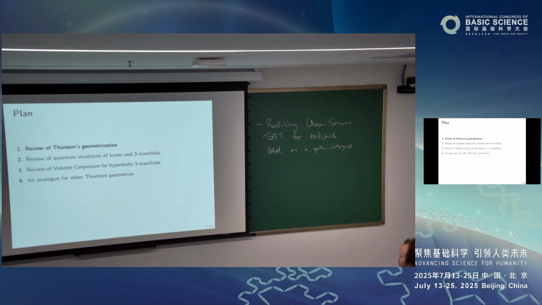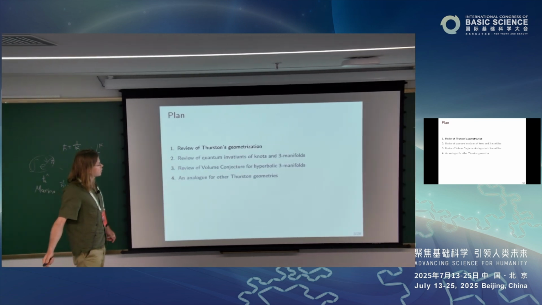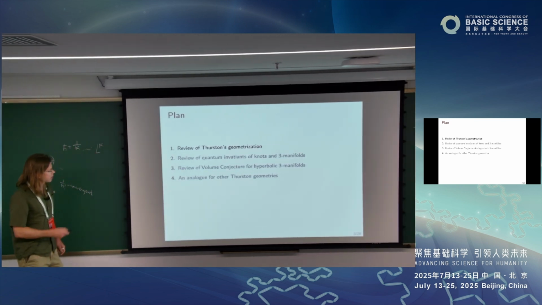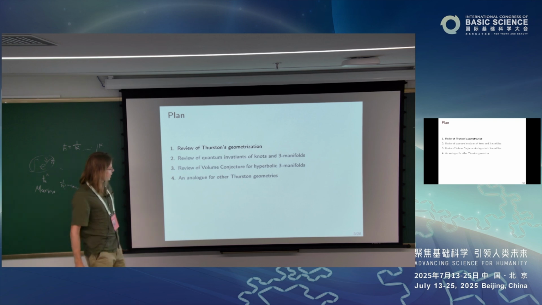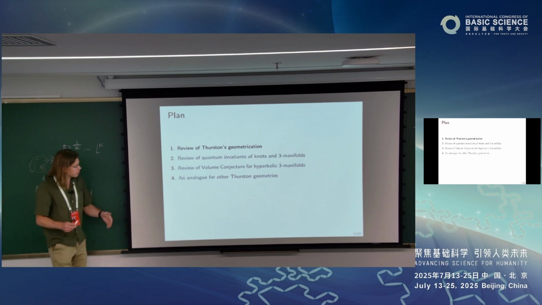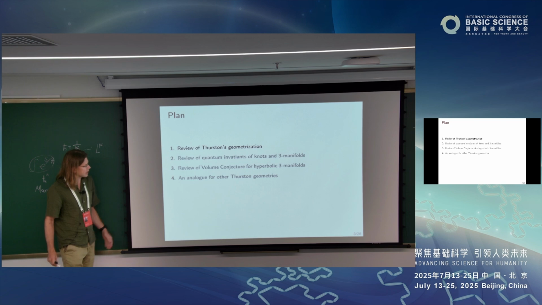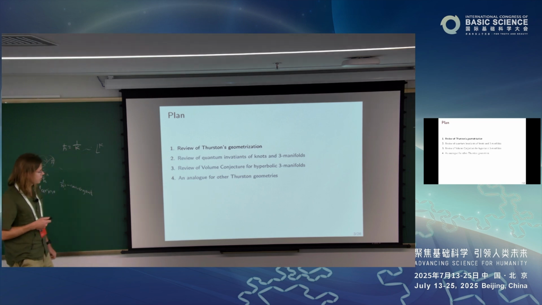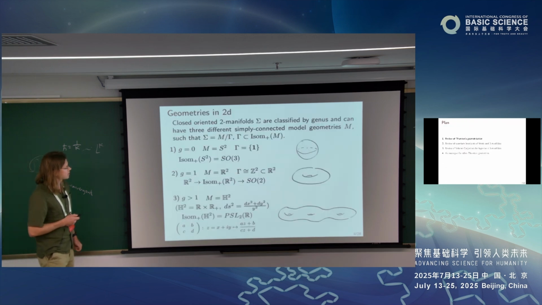Okay, so the plan of my talk is the following. Most of the talk will be reviewing notions which are needed to formulate this statement, and I will do this because there are many people with different backgrounds. I will start with a very brief review of certain geometrization statements, and then I will review quantum invariants of knots and three manifolds. Then I will review the standard volume conjecture for hyperbolic three manifolds, and also some recently studied version for closed hyperbolic three manifolds. And then finally, I will make the formulation of its analog for certain other geometries. And then there will be some remarks.